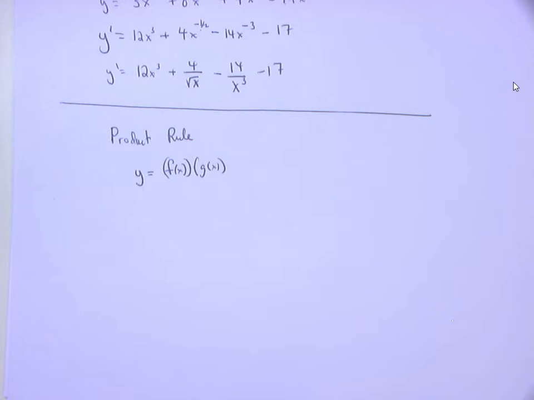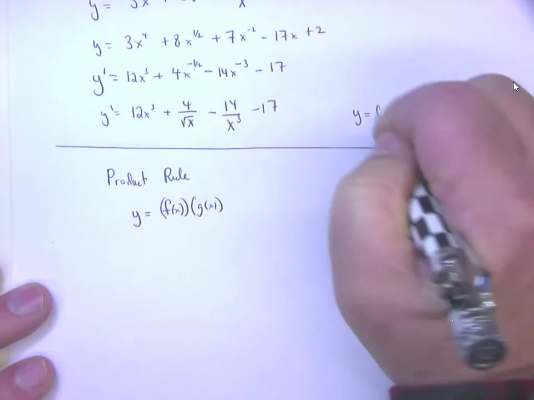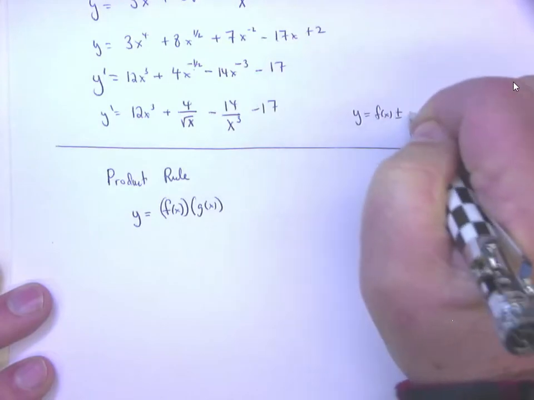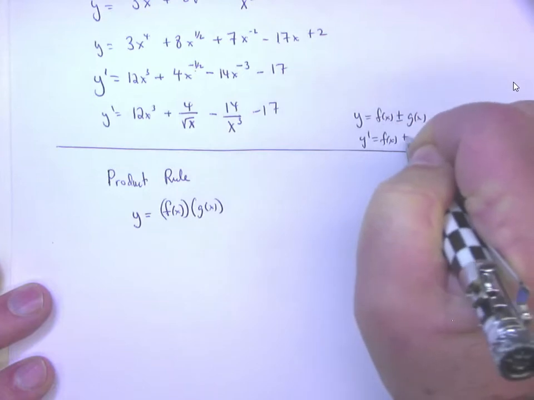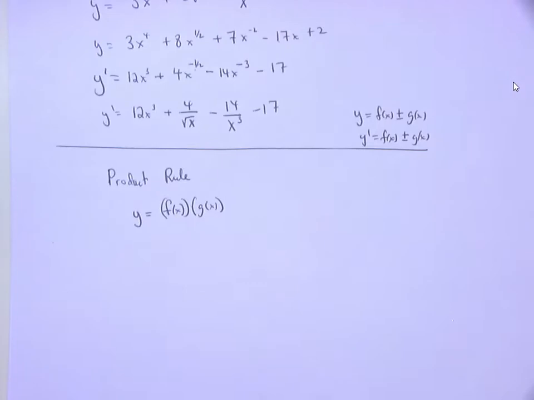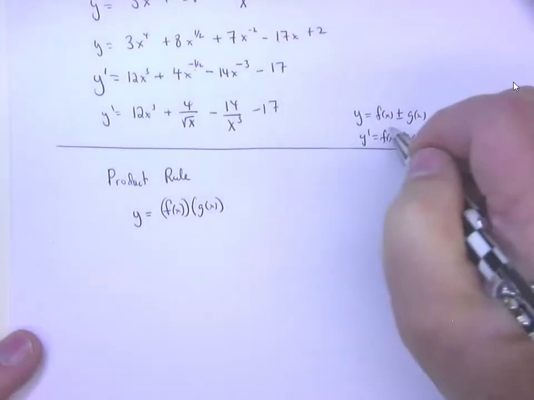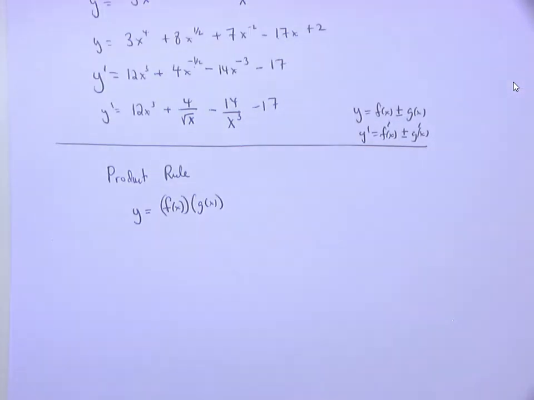The product rule is with sums and differences. Remember, we also had this rule last time. If y equals f of x plus or minus g of x, then y prime was f prime of x plus or minus g prime of x. That's how I took the derivative of these guys here. That works great for sums and differences: you just literally take the derivative of each one and add or subtract them. It doesn't quite work with products.